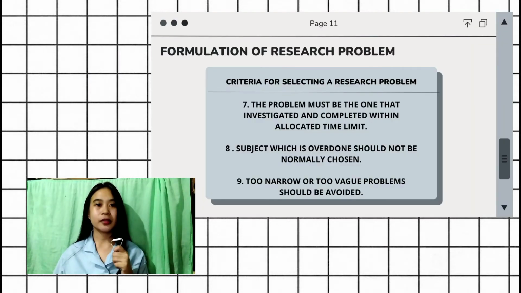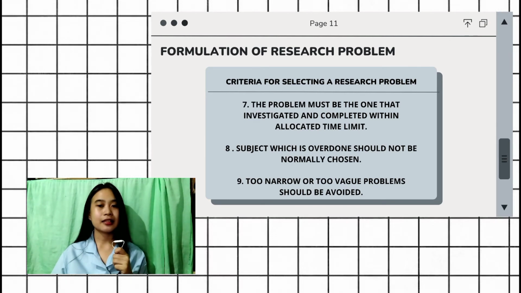So the 7, the problem must be the one that is investigated and completed within the allocated time limit. So yung research problem daw na pipiliin natin or ikakandak natin is maimbestigahan, mapagfofokusan at makokompleto sa inalaan nating oras para doon. And the 8th criteria for selecting a research problem, subject which is overdone should not be normally chosen. So yung pipiliin daw nating paksa or subject sa research problem natin is not commonly used. So we come up with another idea na unique para sa research problem natin or magiging paksa ng research problem natin.